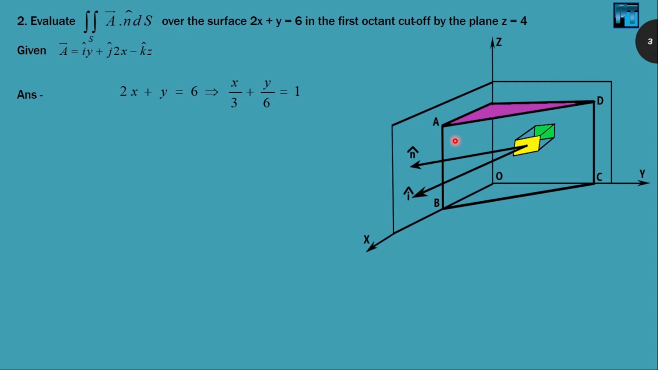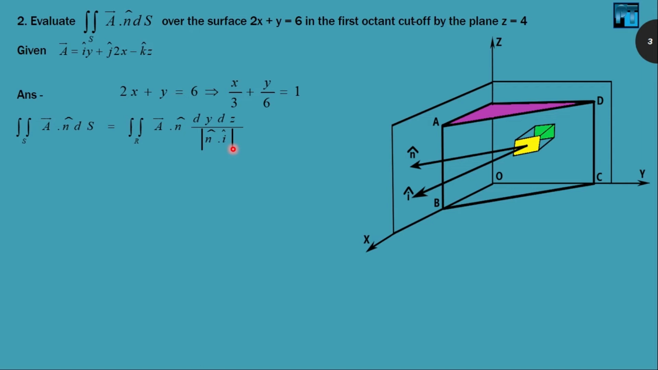Now I have taken the projection along the yz plane. So A dot n cap ds becomes A dot n cap, dy dz on the yz plane, divided by n cap dot I cap. So we are left with A dot n cap, the value of n cap, dy dz, and n cap dot I cap.